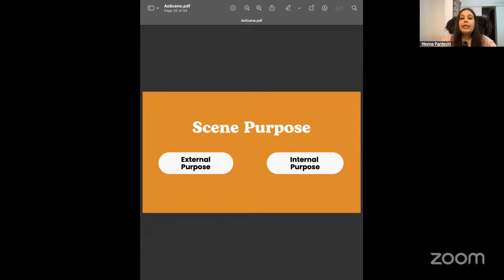Then we have the emotional purpose, or as we also call it, the internal purpose. This is the inward facing job of the scene. It transforms the character's emotional state, shifts a relationship, reveals a wound, or cracks open a fear, or forces an internal shift. The emotional purpose answers three very different questions.